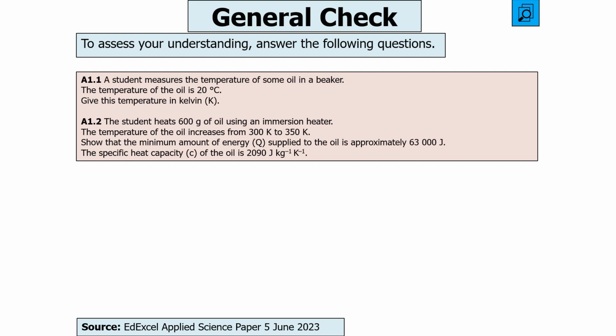The next question says, a student measured the temperature of some oil in a beaker. The temperature of the oil is 20 degrees Celsius. Give this temperature in Kelvin. Then the student heats 600 grams of oil using an immersion heater. The temperature of the oil increases from 300 Kelvin to 350 Kelvin. Show that the minimum amount of energy supplied to the oil is approximately 63,000 joules. The specific heat capacity of the oil is 2,090 joules per kilogram per Kelvin. So pause the video now, then unpause the video when you want to go through your answer.